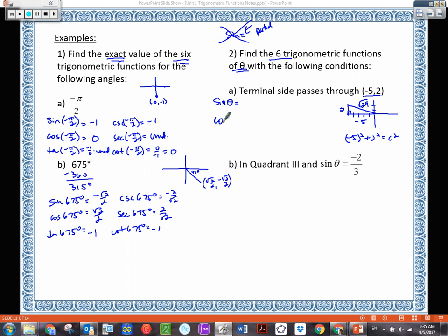So we have sine, we have cosine, and we have tangent. Then over here we're going to have cosecant and secant and cotangent. Okay, so we're going to look at our triangle and we're going to read all the values off of our triangle. So sine we know is opposite over hypotenuse. So that's going to be 2 over root 29. And so cosecant is going to be the reciprocal of that. We just flip that upside down and get root 29 over 2.